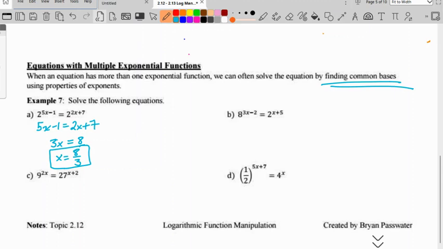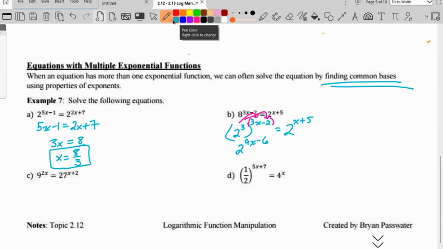On B, moving over to the right, what's the common base that this could be rewritten as? 2 cubed. So this is 2 cubed raised to the 3x minus 2 equals 2 to the x plus 5. We want to simplify it to a common base. When we raise a power to a power, we multiply exponents. So this is 2 to the 9x minus 6. The most common mistake I see here is forgetting to distribute to both terms. It's that entire power that gets multiplied.